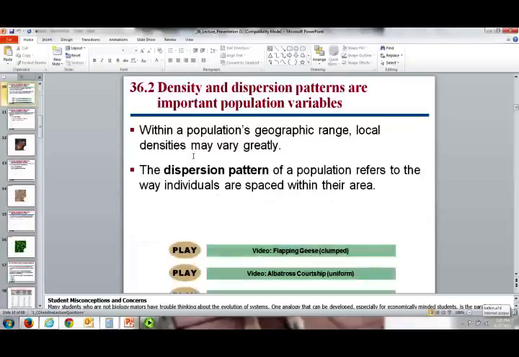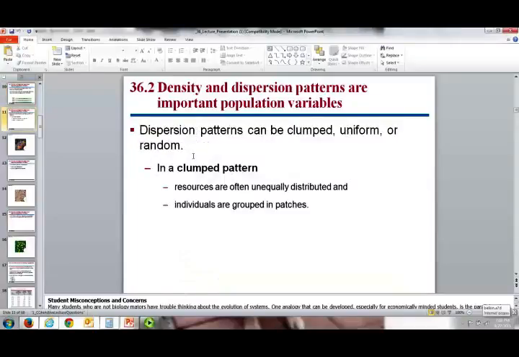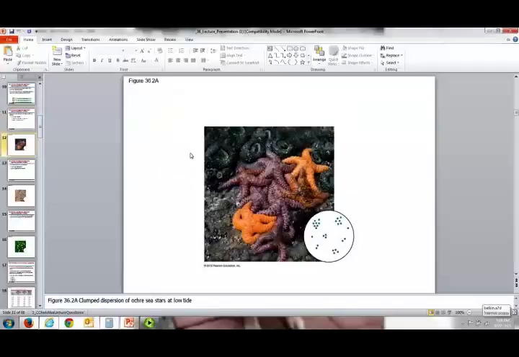Within the population's geographic range, local densities may vary greatly. You have to look at the dispersion pattern and how individuals are spaced within their area. They can be clumped, uniform, or random. In a clumped pattern, you have groups of organisms living in certain areas but not evenly dispersed. Usually that indicates that the resources are unequally distributed, because they generally hang around food. So you'll see individuals grouped in patches, often around the food. This is showing a clumped distribution of sea stars at low tide.